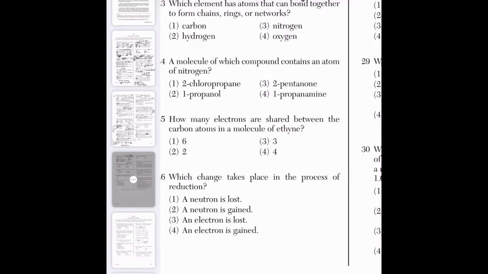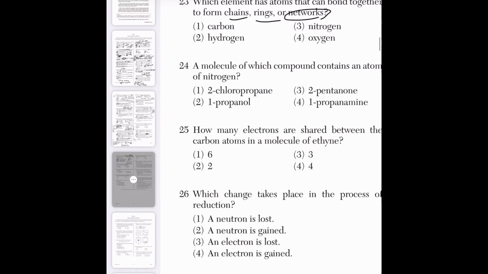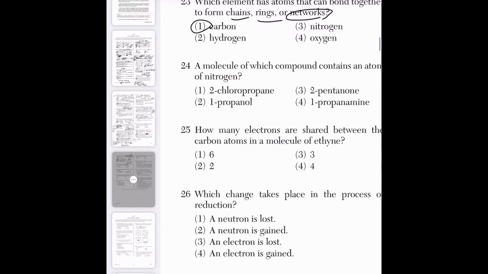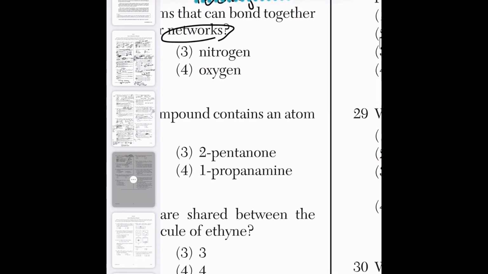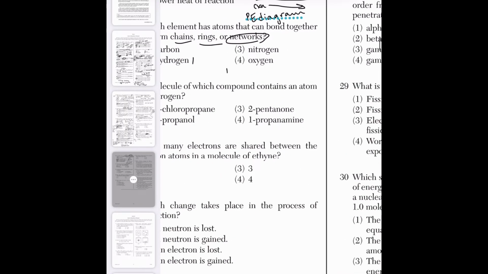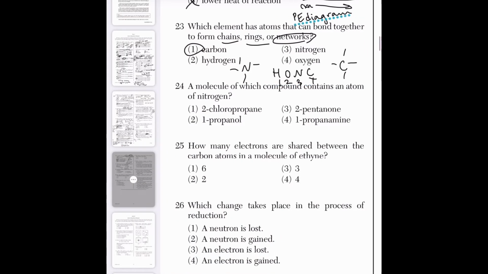Which element has atoms that can bond together to form chains, rings, or networks? This is orgochem. Carbon. This one can only have one bond, so you can't really make chains with it. Carbon makes 4 bonds. Nitrogen makes 3. Oxygen makes 2. Hydrogen makes 1.